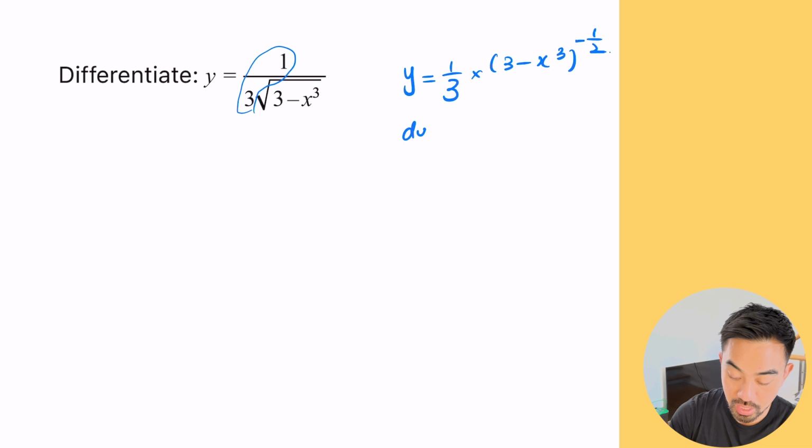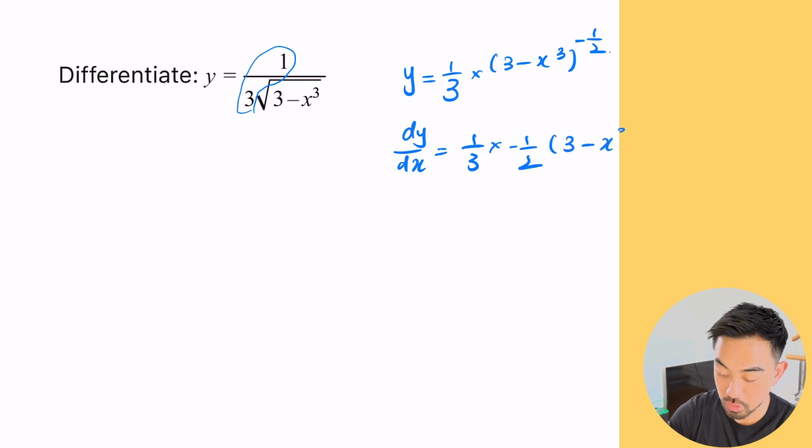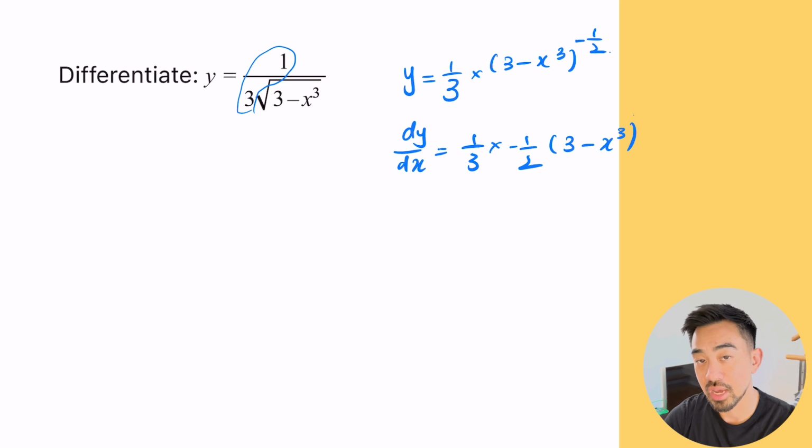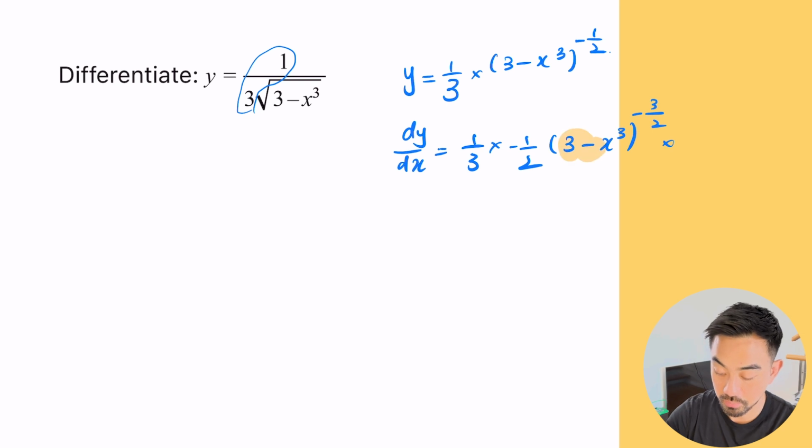So now I differentiate. Let's just do dy/dx this time. So I bring the power down. So I'm going to have 1/3 times minus a half outside of (3 minus x cubed). Now it's minus a half take away 1. So I'm going to have minus 1.5 or minus 3 on 2. Times by the derivative of the inside, which is going to be minus 3x squared.